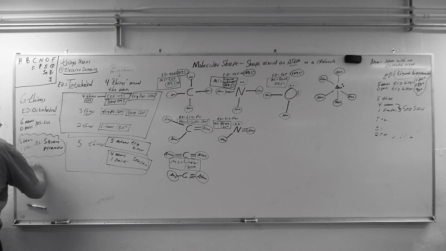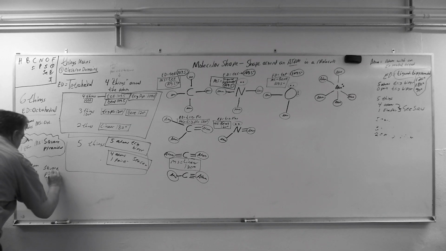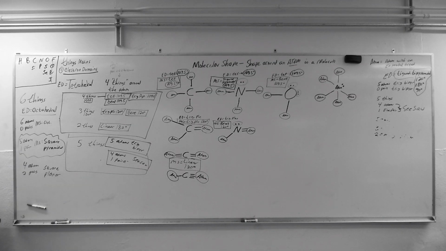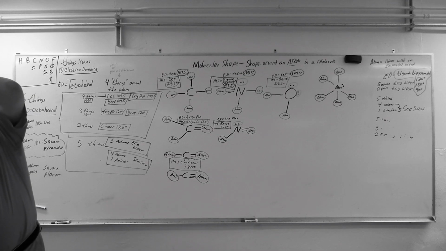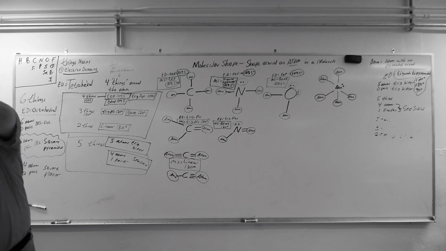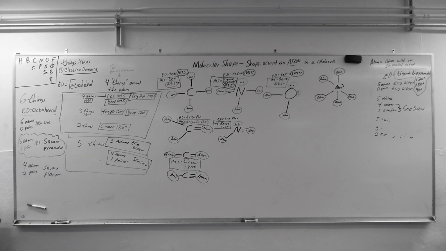If it has 4 atoms and 2 pairs, square planar. Okay, if it's got 4 atoms and 2 pairs, it's kind of like the bipyramidal one. It's these axial positions, and if I'm ignoring these two, can you see the square planar shape? So if 4 of them are atoms and 2 of them are pairs of electrons, the pairs of electrons will oppose each other, and you'll get the square planar shape.